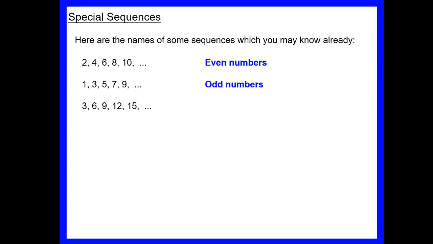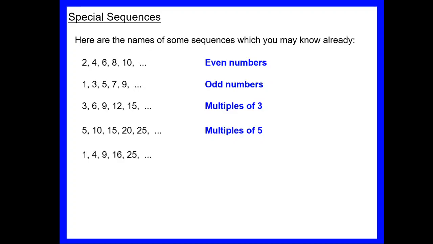3, 6, 9, 12, 15 are our multiples of 3. So again, you might call them 3 times table or multiples of 3. Our 5 times table or multiples of 5. So there are lots of those ones we could have. These ones here then, so do we recognise these?